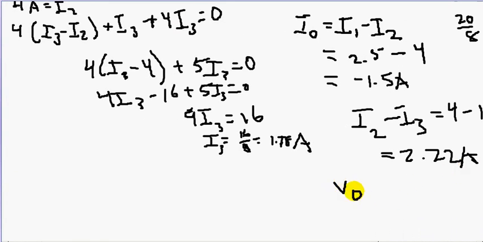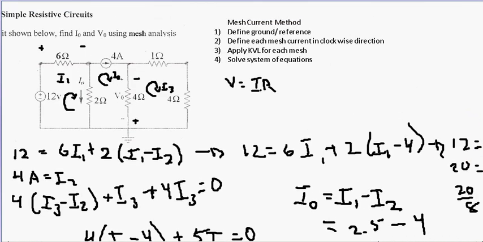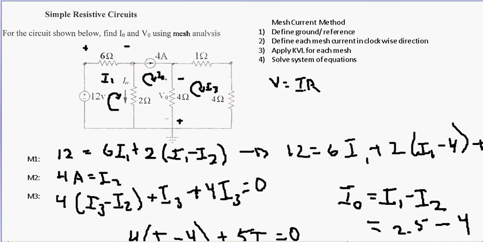So VO is equal to 2.22 times 4. We have 8.88. Make sure that's right. 2.22 times 4, 8.88 volts. And that concludes our video for mesh current analysis in simple resistive circuits. Thank you for watching.